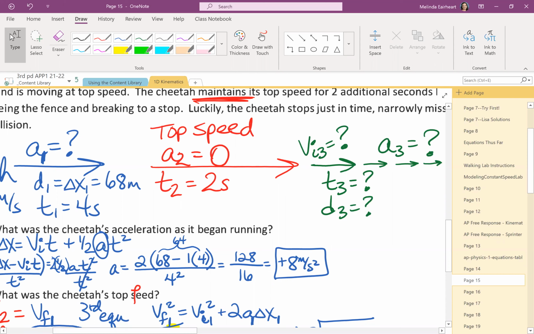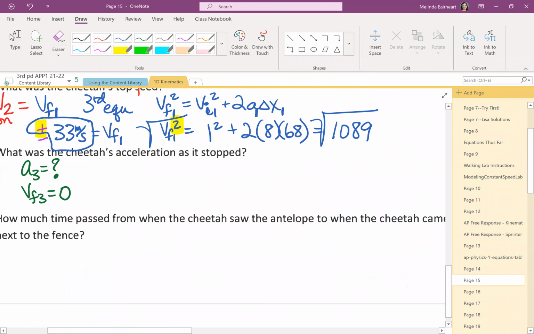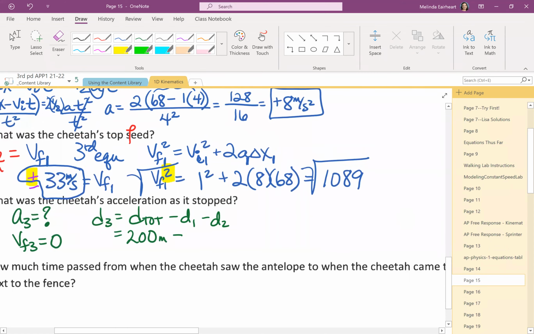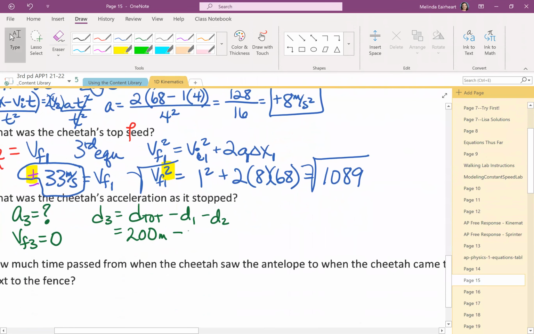The distance is from the fence. Right, and so to get D3, they told us a total distance. What if I subtract D1 and D2? Won't I know D3 then? So the total distance is that 200. D1, they told us was 68.